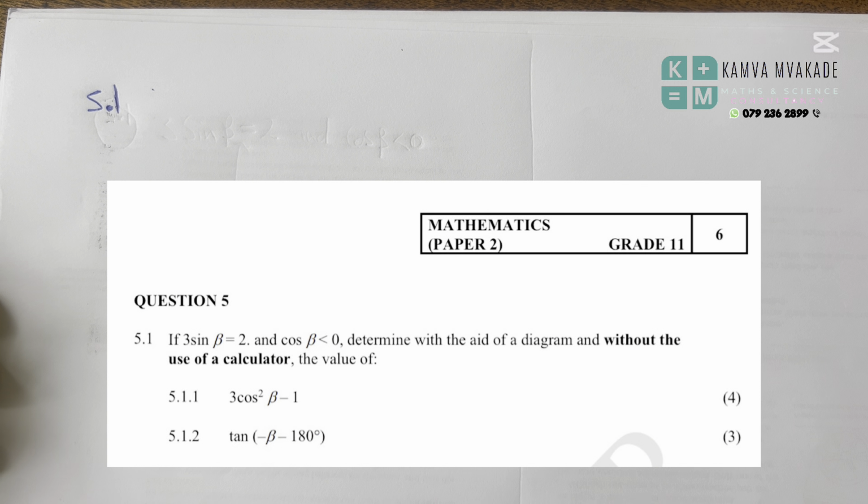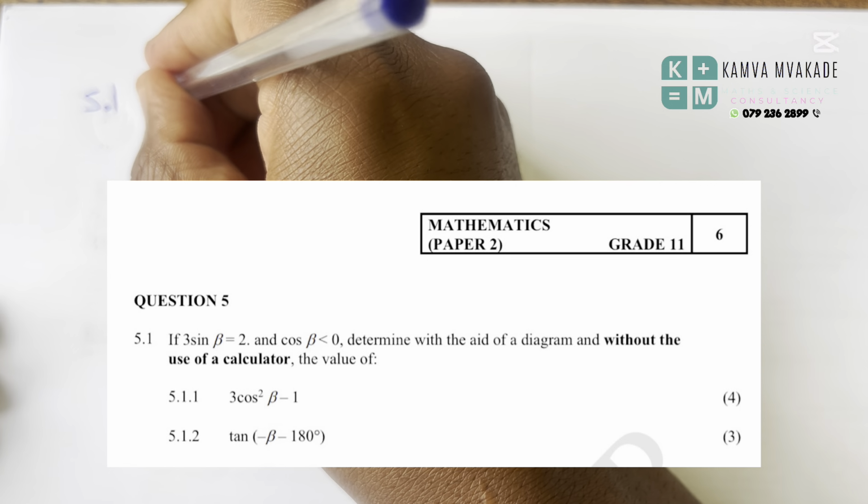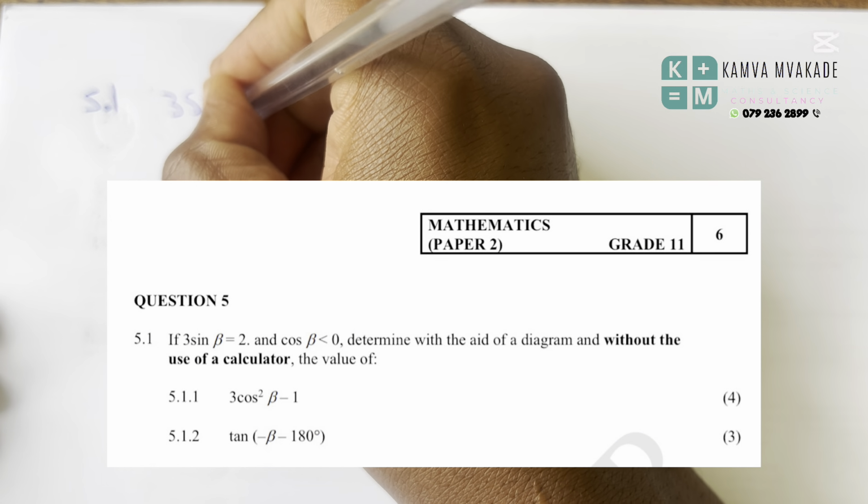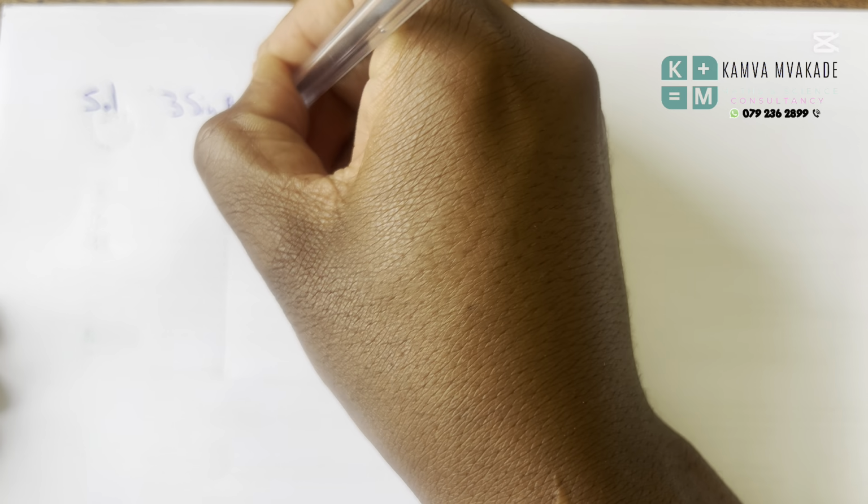If 3 sin beta equals 2 and cos of beta is less than 0, determine with the aid of a diagram and without the use of a calculator the value of 5.1.1: 3 cos squared beta minus 1. So what is the first thing that we need to do there? We need to represent sin beta as a fraction. We have 3 sin beta, which is equal to 2.